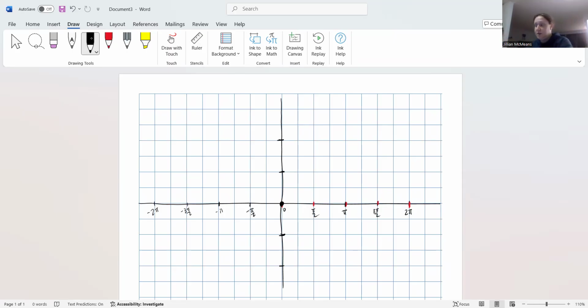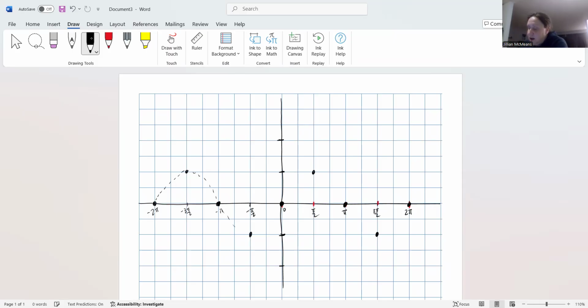And in this case, they're going to be x-intercepts. And then the quarters are going to be your max and your min. So we have a max here and a min here. And then we can repeat that. So in this case, we would have a min here and a max here. So the graph of sine looks like this.